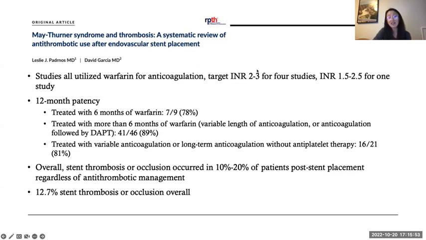And of note, the INR target for these studies was 2 to 3 for all studies except for 1. This one study was looking at a pediatric population and had a target INR of 1.5 to 2.5.